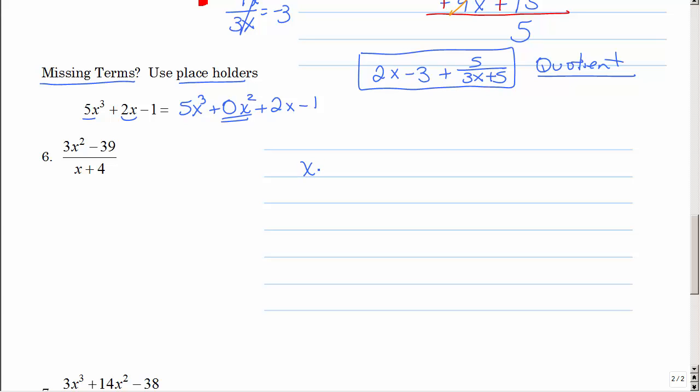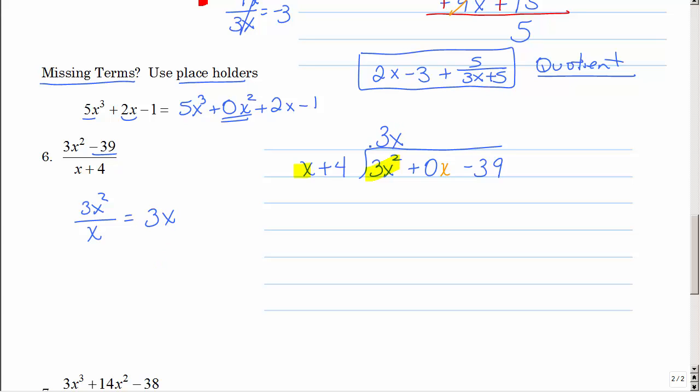So on number 6 we have x plus 4 divides into 3x squared, but we're skipping x. So I'm going to put in 0x minus 39. Now some students think that it's a little bit easier if you just put the 0, but you do need to understand that it is 0 x's. It's holding that spot for the x column. Alright, so we divide. We look at those first terms. And again, if you can do that part in your head, that's great, but we're dividing 3x squared by x.